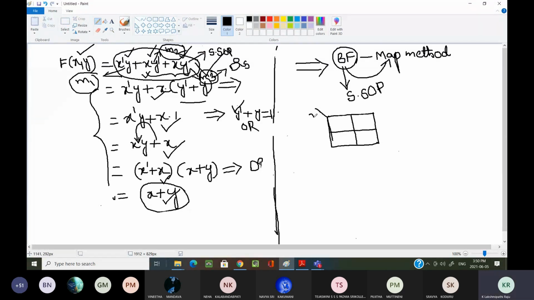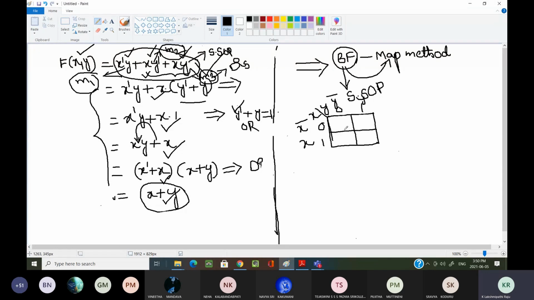The given expression has two variables. These are my two variables. The first variable is x and the second variable is y. 0 and 1, 0 and 1. If you are not understanding, you can write it as x bar x, y bar y.